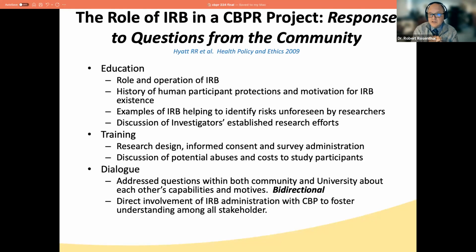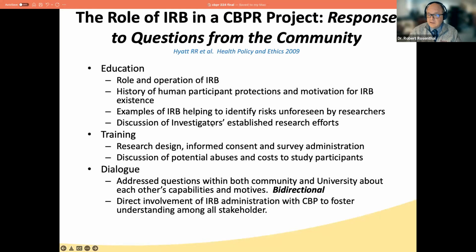And they had a discussion of the investigators' established research efforts. Training was done in research design, informed consent, and survey administration, and discussion of potential abuses and costs to study participants. And there was a dialogue, and the dialogue was bidirectional. And this addressed questions within both the community and the university about each other's capabilities and motives. And they had direct involvement of the IRB administration with community-based partners to foster understanding for all stakeholders.